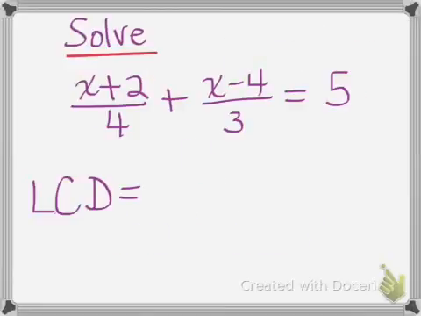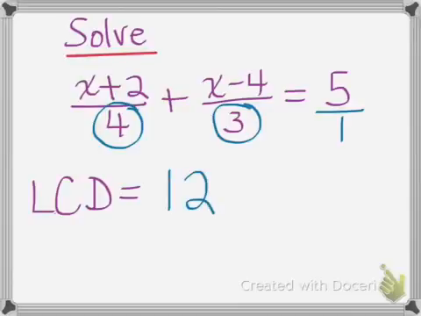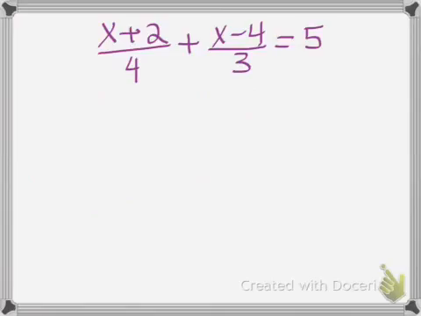The equation you see here, (x + 2)/4 + (x - 4)/3 = 5, has two fractions. The first thing you need to do is identify your denominators. The first one shows a denominator of 4, the second one is a denominator of 3, and the third one has that imaginary denominator of 1. 4 times 3 makes 12, so that will be my lowest common denominator.